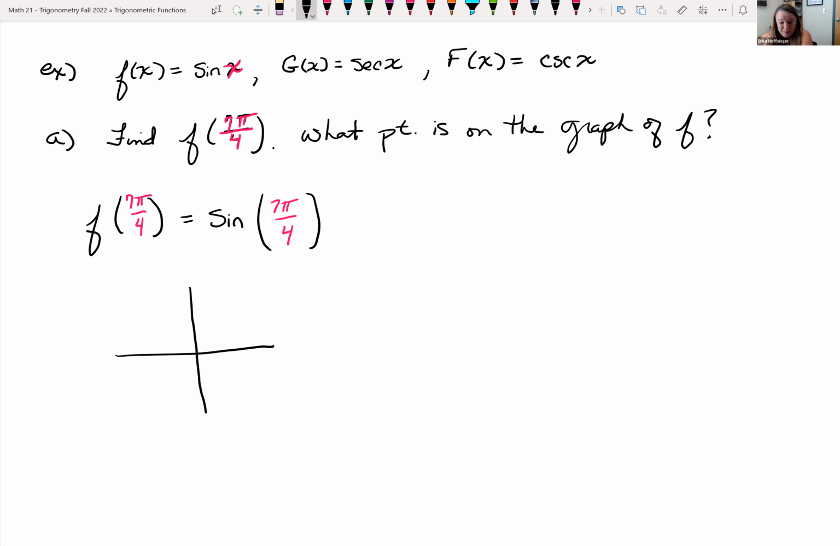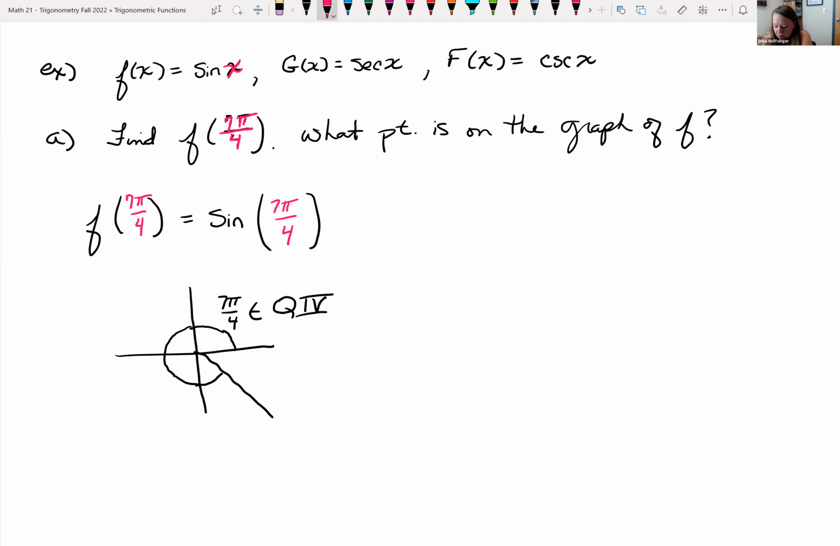Okay, so let's just count by pi fourths. So pi fourths would be halfway between the x-axis and the y-axis, positive. So this is pi halves, or 2 pi fourths, 3 pi fourths, 4 pi fourths, 5 pi fourths, 6 pi fourths, 7 pi fourths would get me right here. So I can see that this is contained in quadrant 4.